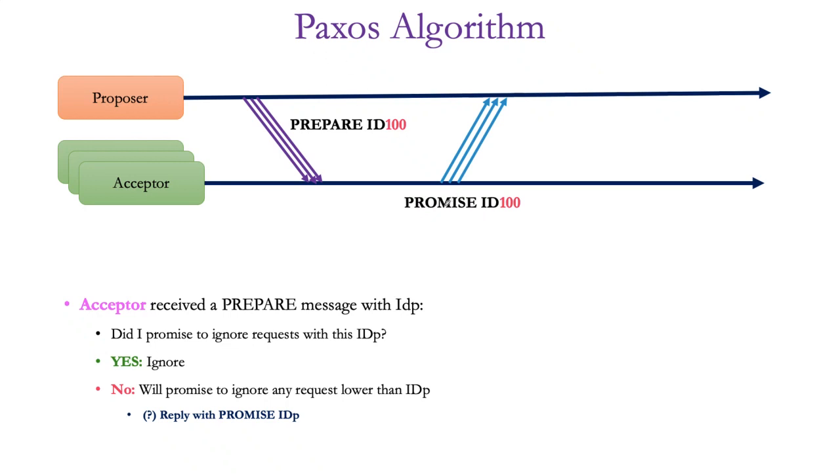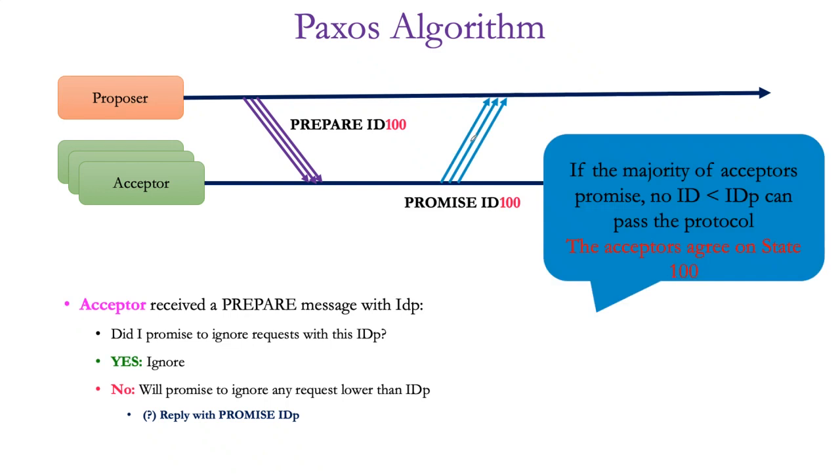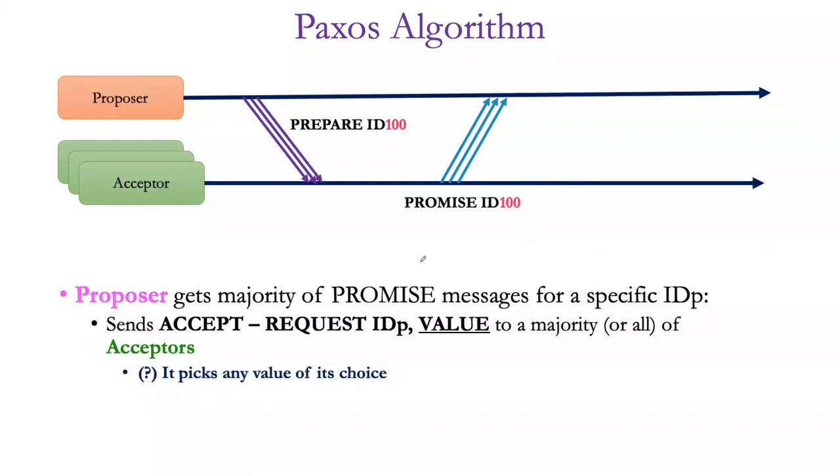Suppose acceptors 1, 2, and 3: when the majority of acceptors respond that they will go with that particular value, and if the majority of acceptors promise with the same ID, that can pass through the protocol. So the acceptor agrees on the state that we'll go with this promise, the prepare, the value which is proposed by the proposer. Then they reach the consensus protocol algorithm.